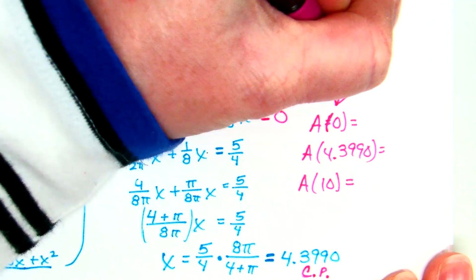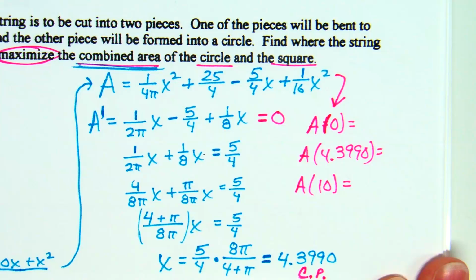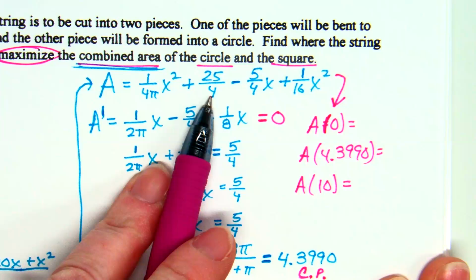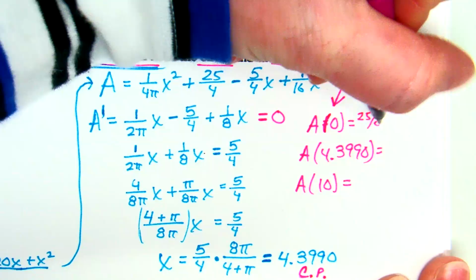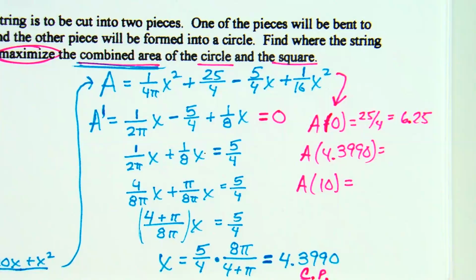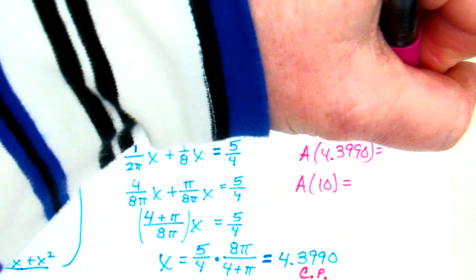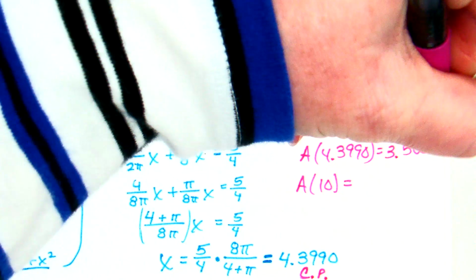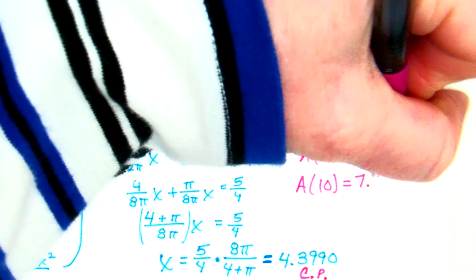You can do 0 without a whole lot of work. If we plug 0 in, it's 25/4, which as a decimal is 6.25. I feel like I'm running short on time, so I'm going to tell you the numbers. Let's plug it into your calculator. I plug in the 4.3990 and I have written down 3.5006. And if I plug in 10, 7.9577.